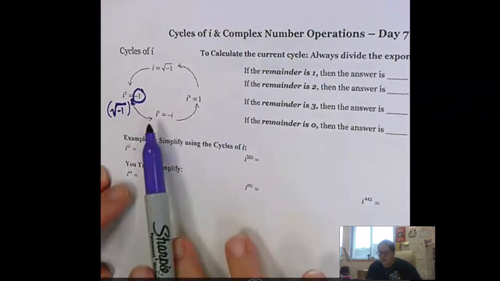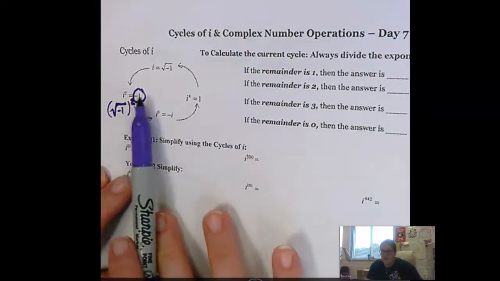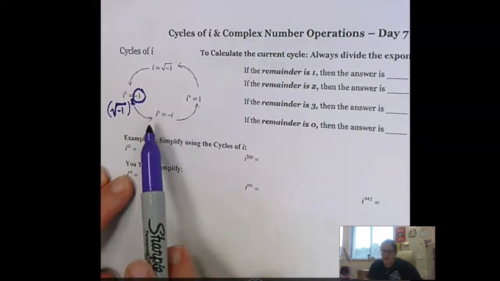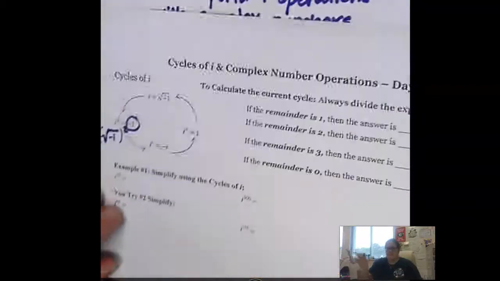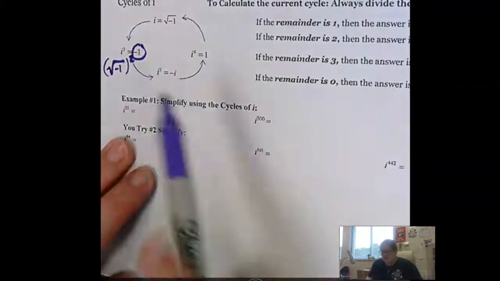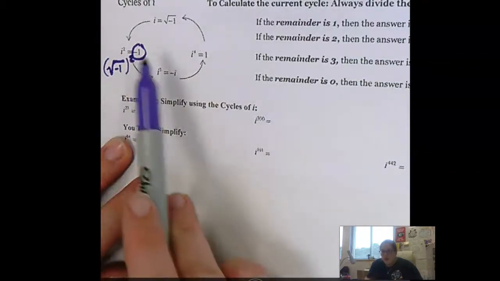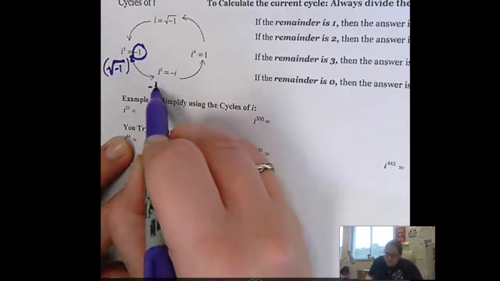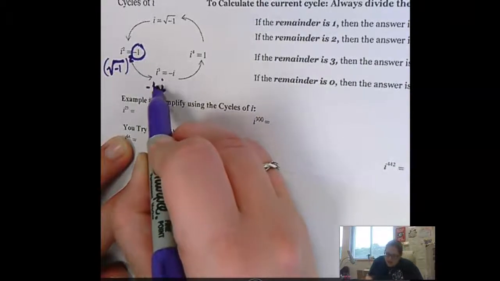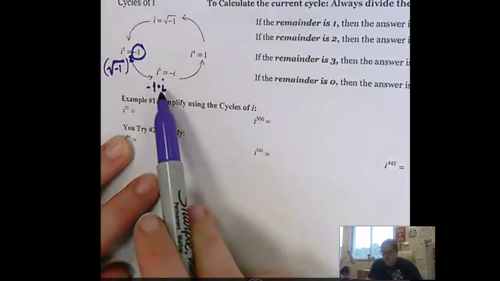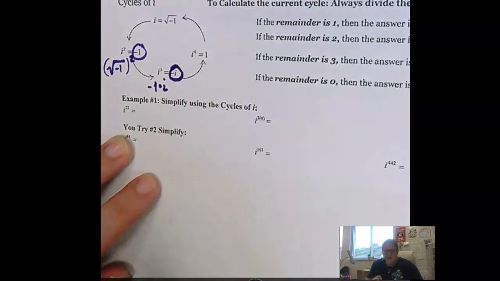Now, I know that i squared is -1. If I want to do i to the third, let me make sure you can see that. All right, so i to the third would be the -1 we've already got, and I would multiply it by another i. So -1 times i, I've already got i squared, I'm multiplying by another one, is just -i.